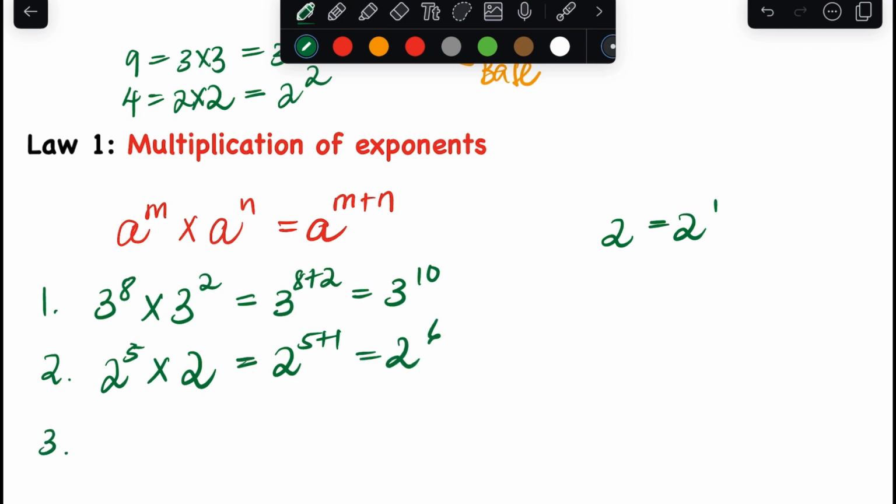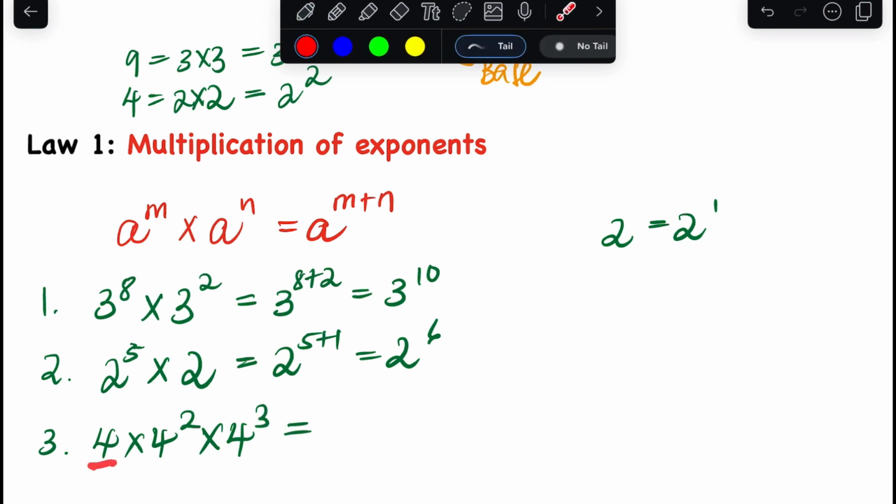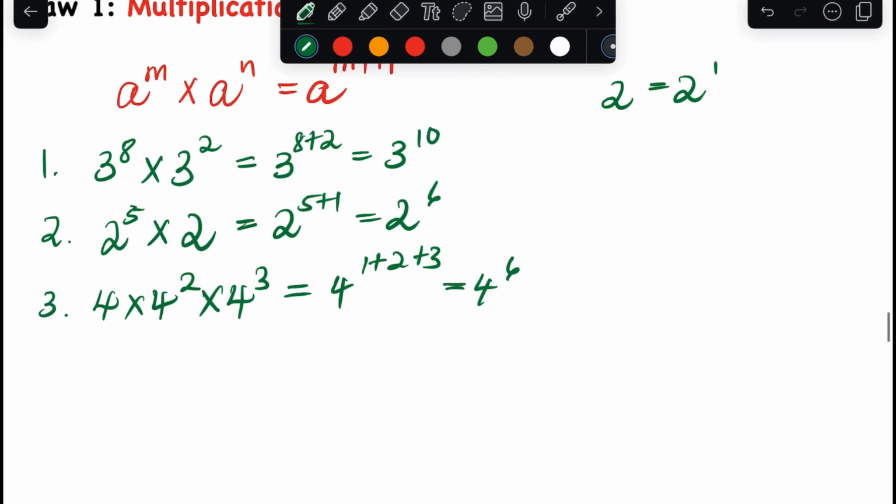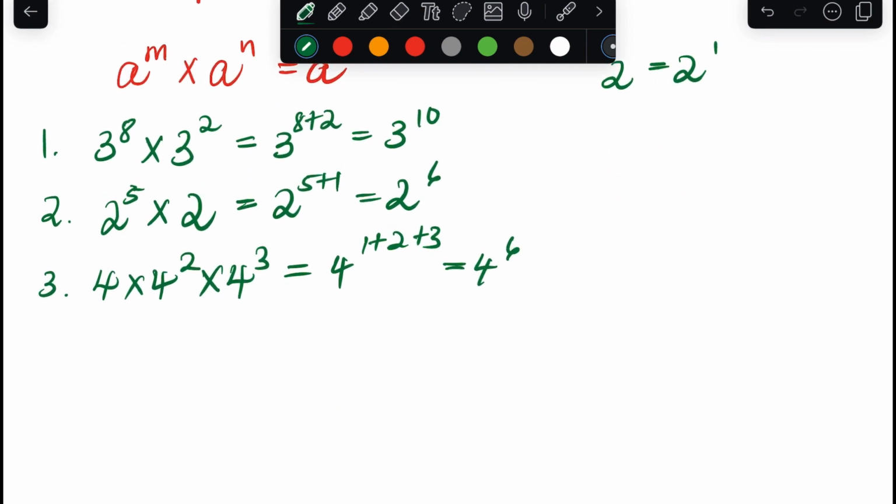And then example number 3, let's say we have 4 multiplied by 4 to the power 2 times 4 to the power 3. Now the bases are the same. You have one base, which is 4, and then the powers are an invisible 1, and 2 and 3. So we're just going to take one base. It's going to be 1 plus 2 plus 3. That will make 4 to the power 6. I hope that makes sense, guys. It's quite straightforward at that.